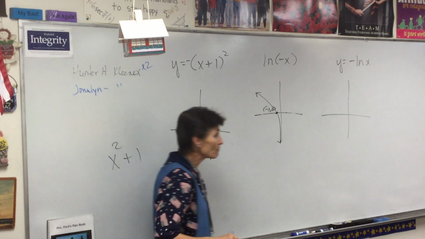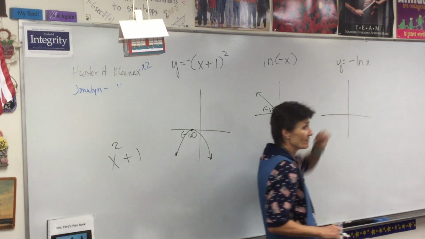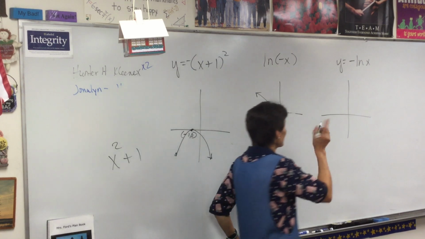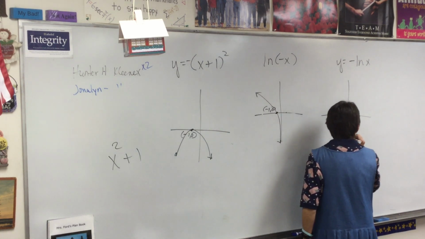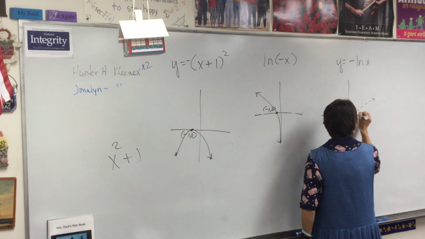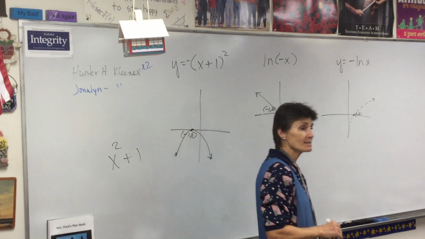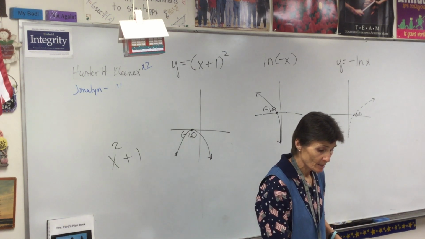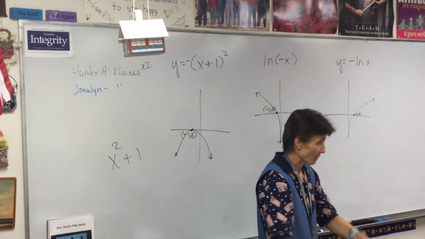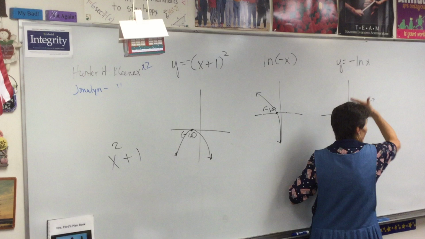That is different than this one. Where's the negative in that one? In the front. So again, I'm going to start with my original picture. Here it is. That's my original. That's ln x. And what does the negative in front do to it? Flips it this way, right? So I'm folding it this way.